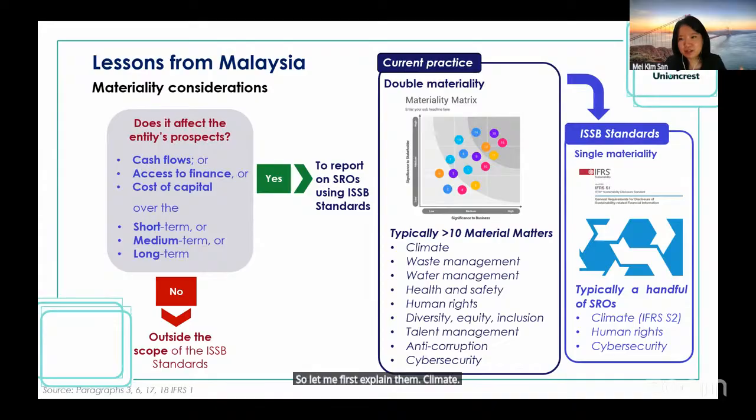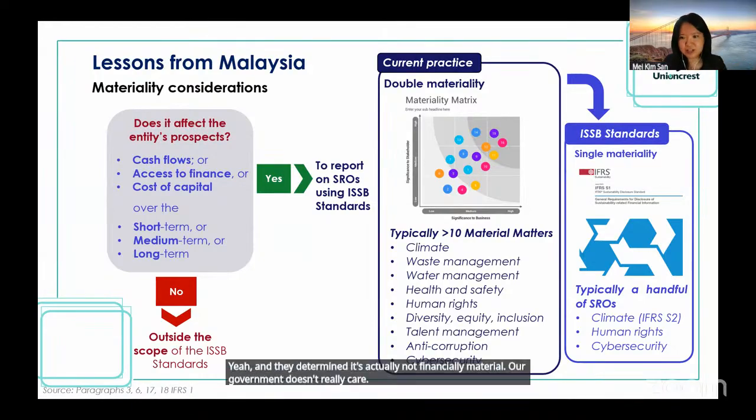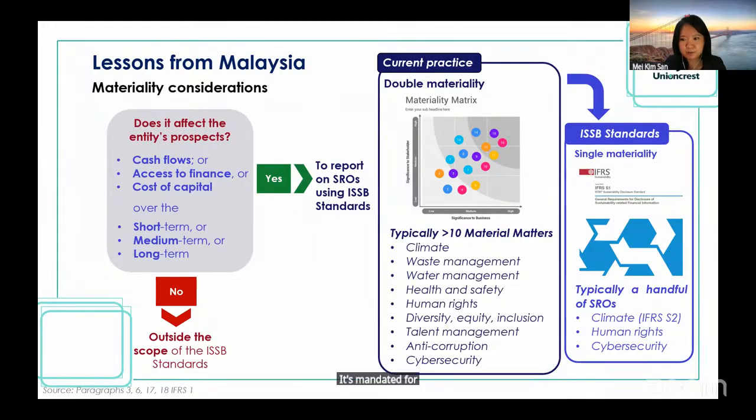Climate. Climate for Malaysia, unfortunately, it's mandatory whether you like it or not. In other words, if someone looks at floods, looks at carbon tax, and they determine it's actually not financially material, our government doesn't really care. It's mandated for us, IFRS S2. Now, the other 2 are interesting.